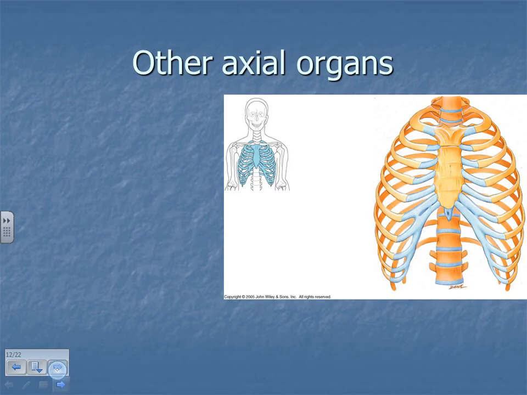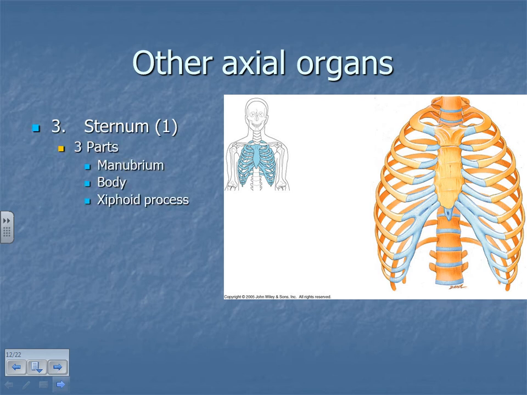Finish up our axial skeleton. So the first thing we had was the vertebral column. The second thing we had was the skull. The third thing is our sternum. Sternum has 3 parts. The first part's called the manubrium. The second part's called the body. And the third part is called the xiphoid process. It's pronounced like a Z, like xi, but it's actually spelled with an X, just to make it complicated.